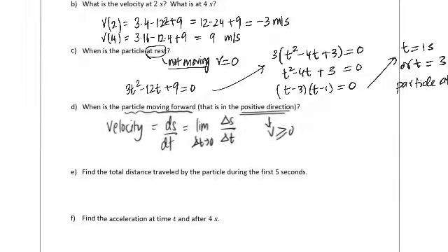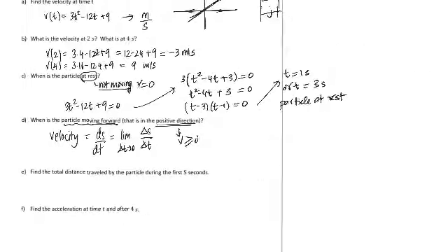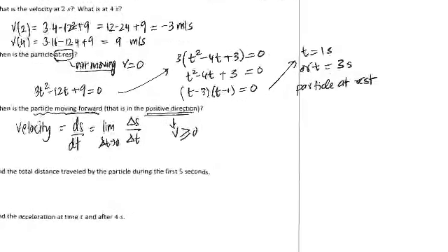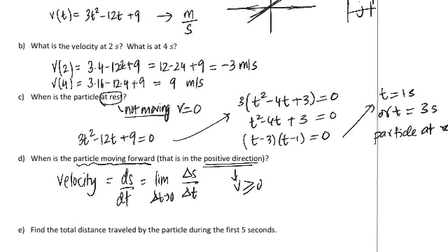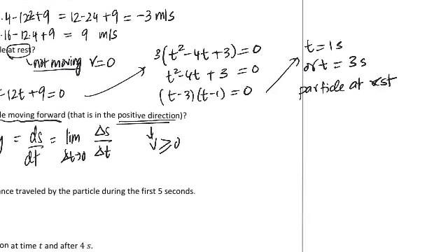So we're going to take a look at the velocity equation, which was this quadratic equation. Let me just rewrite it here. We had our velocity equation. We'll just take it like it was to start with. 3t squared minus 12t plus 9.